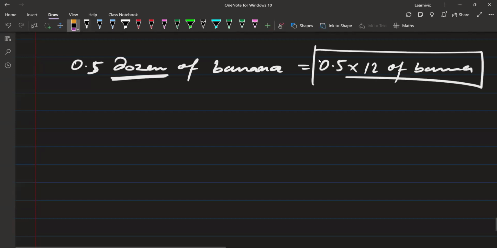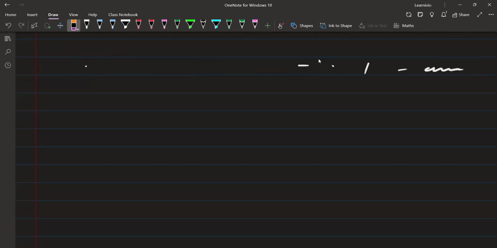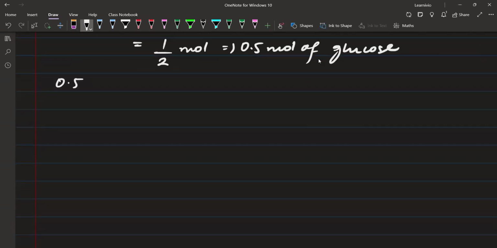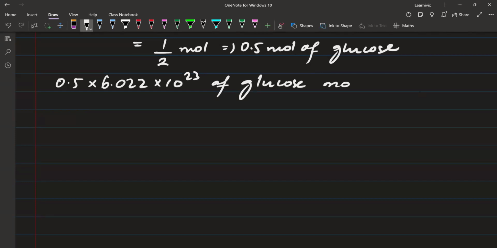Similarly, see here. We have 0.5 mole of glucose. That means we have 0.5 into what is a mole? 6.022 into 10 to the power 23 of glucose. Does this make sense? So we have got both the things. The second part will be the number of molecules. This will be 3.011 into 10 to the power 23 molecules of glucose.